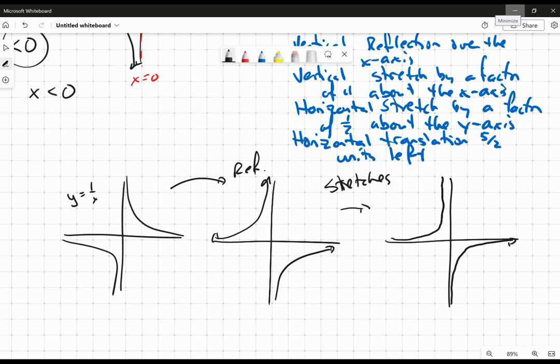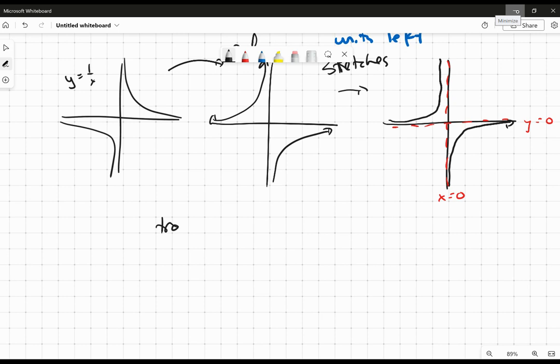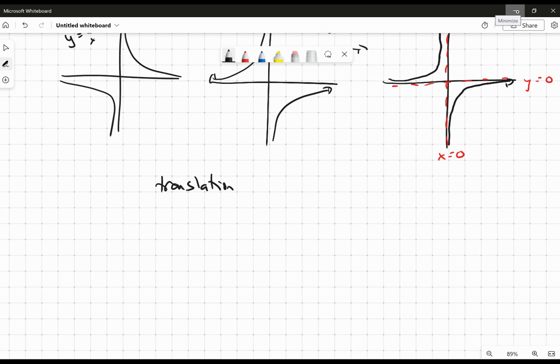But at that point, it doesn't change the vertical asymptote or the horizontal asymptote. That's still going to be y equals 0 for the horizontal, x equals 0 for the vertical. The only part of this that's actually going to affect the position of that vertical asymptote in particular is the translation, which is going to be 2.5 units to the left, 5 halves to the left here. So it's going to put that over here. My horizontal asymptote doesn't change. The vertical one does. So now my graph is going to look something like this.